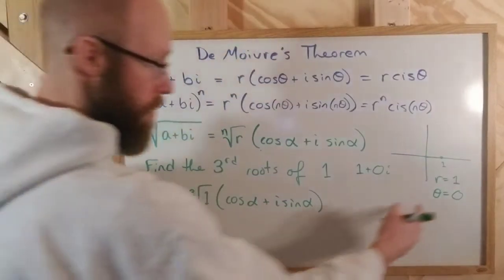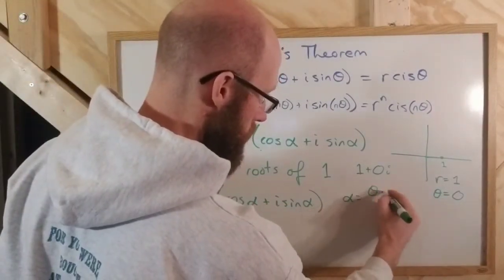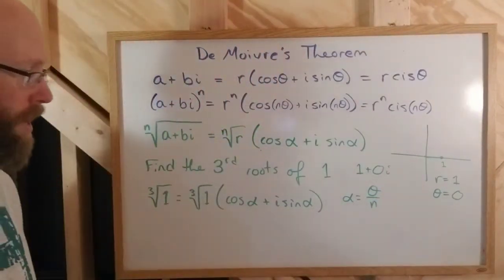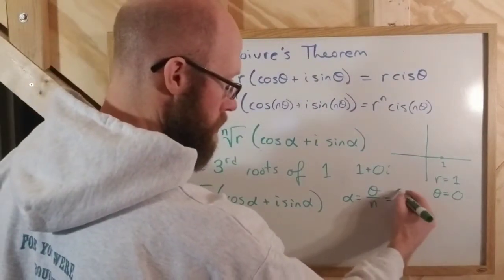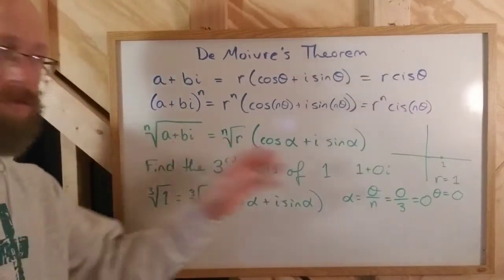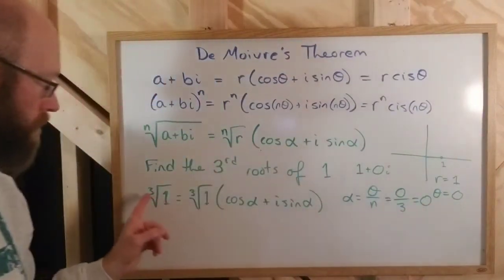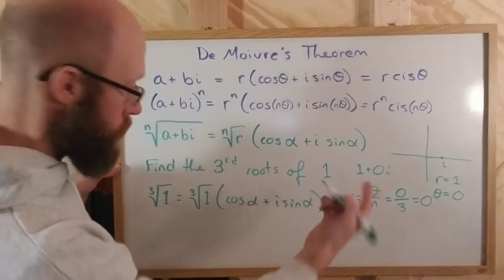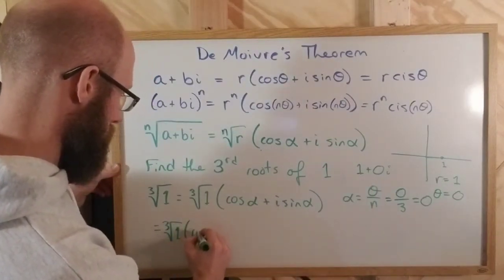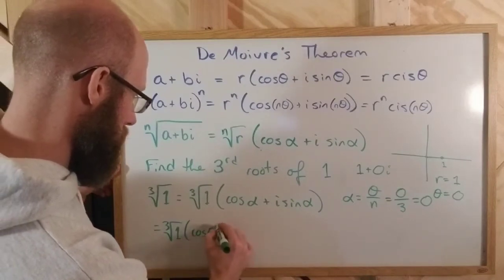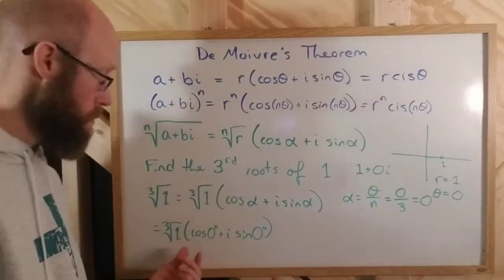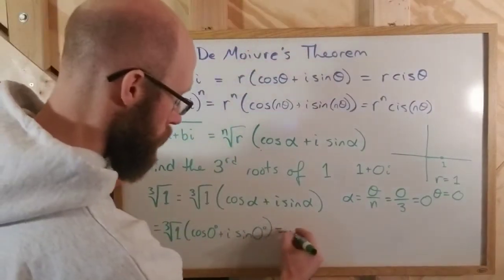Well, alpha is theta over n, right? That's the first one. Theta over n is going to be 0, because that's 0 over 3, which is 0. I'm just using my angle here and my n value of 3. So the first one is just 0, so it's going to be the cube root of 1 times cosine of 0 plus i sine of 0.